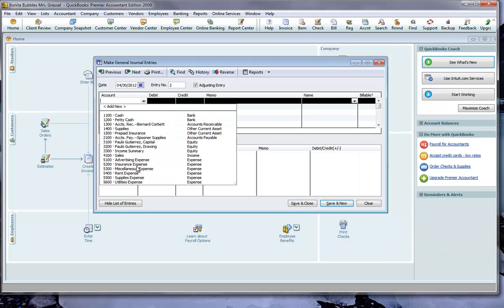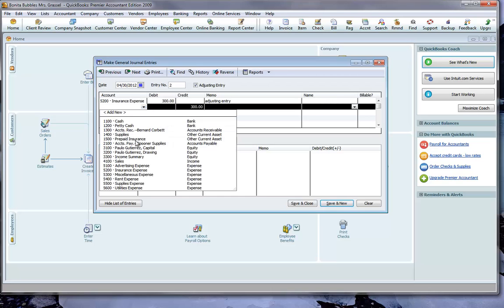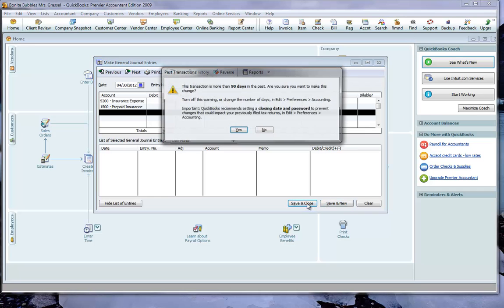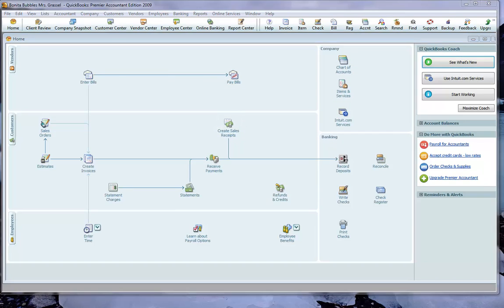So we'll do insurance expense for 300. Our memo is going to be adjusting entry. And then prepaid insurance is going to be credited. Same date, April 30th of 2012. And you can go ahead and click on Save and Close. It says 90 days in the past. Yes. That is it. Your adjusting entries are journalized. They are already posted too.